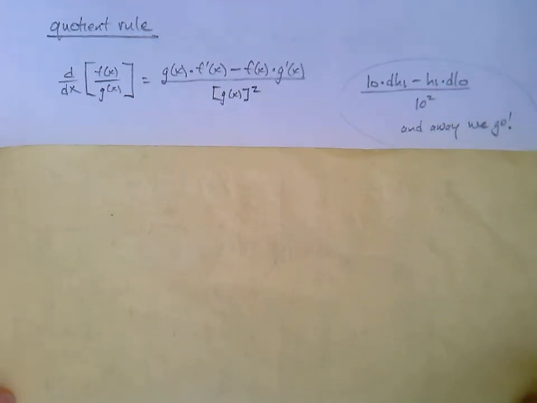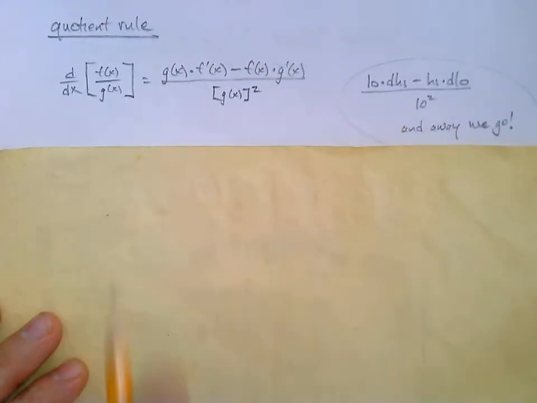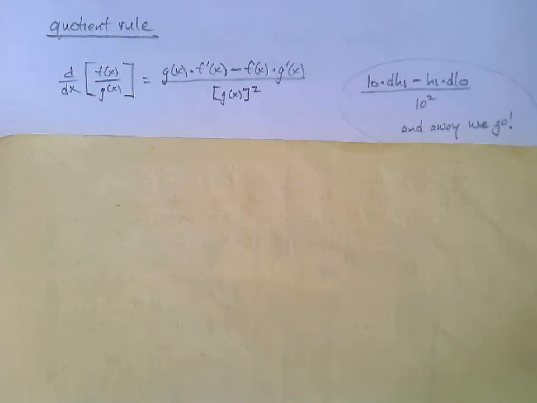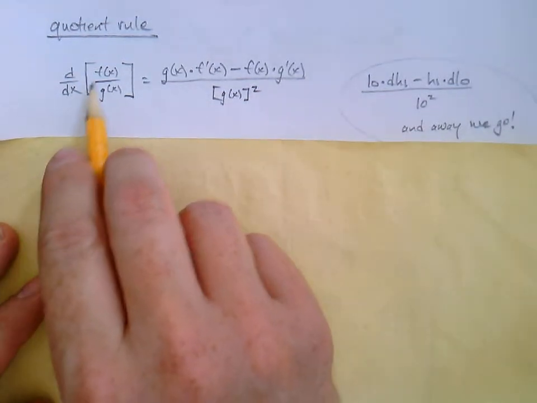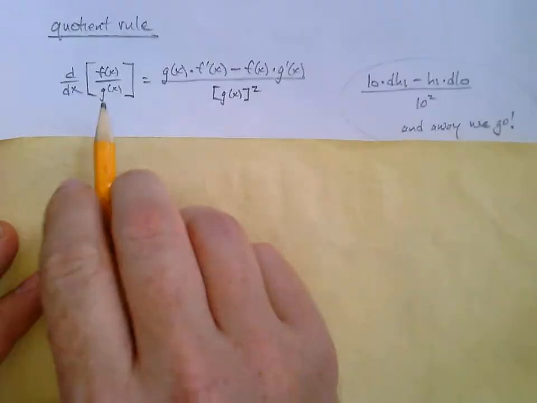We call it the quotient rule. So you see what I've got over here. Just ignore that for a moment and look at the formula. So a quotient rule, we're dividing two functions, right? So we're going to say d over dx, big brackets, f of x over g of x.